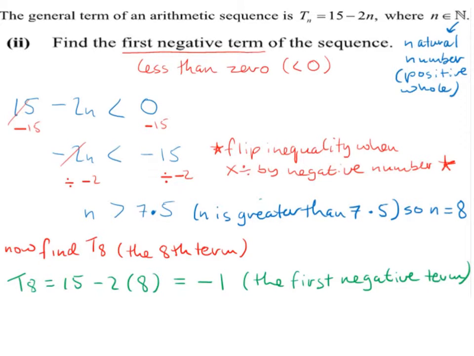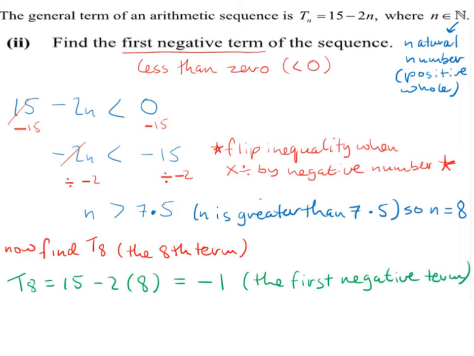We're going to start off by getting rid of the 15. So we're going to minus 15 from both sides. They'll cancel out. Bring down the minus 2n, bring down the less than sign, and 0 minus 15 is minus 15. Then to get rid of the minus 2, we have to divide across by minus 2. So minus 2n divided by minus 2, the minus 2's will cancel, leaving us with n. And minus 15 divided by minus 2 is 7.5.